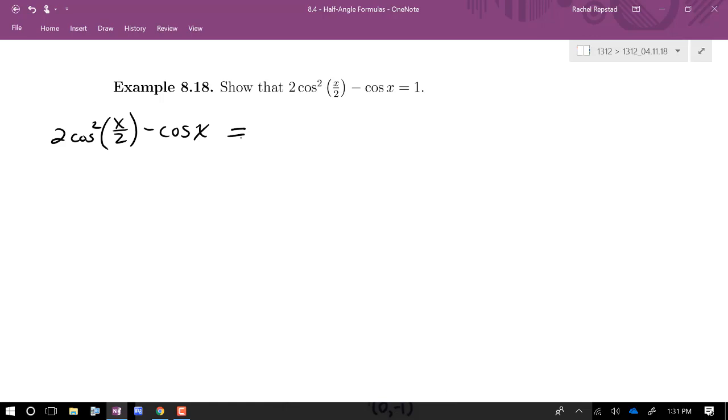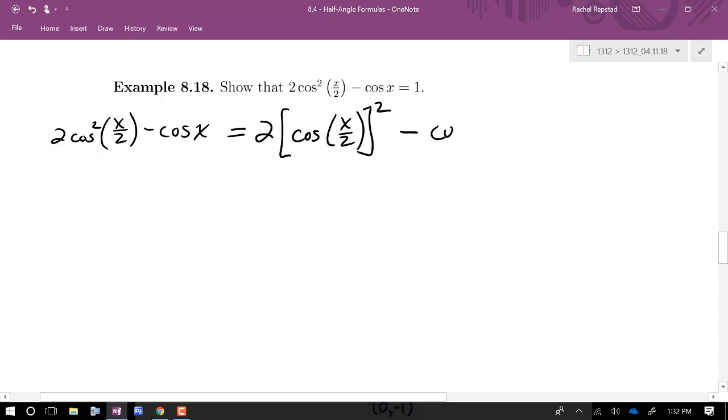Would it be possible to take the 2 cosine squared x over 2 and sort of reverse, put it under a radical? Oh, yeah, you mean like use the cosine of x over 2, the half angle identity? Yeah, and then we'll just square it. Like we have cosine. So what we have is, I'm going to write something in between. Cosine x over 2 all squared, right? That's what cosine squared means.